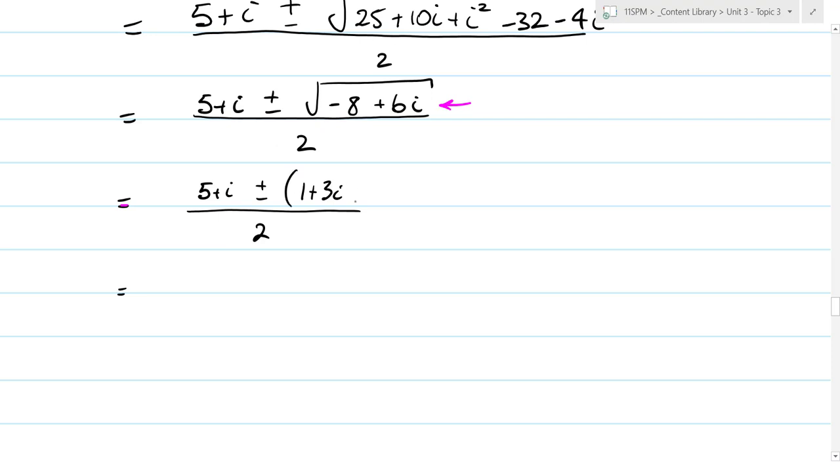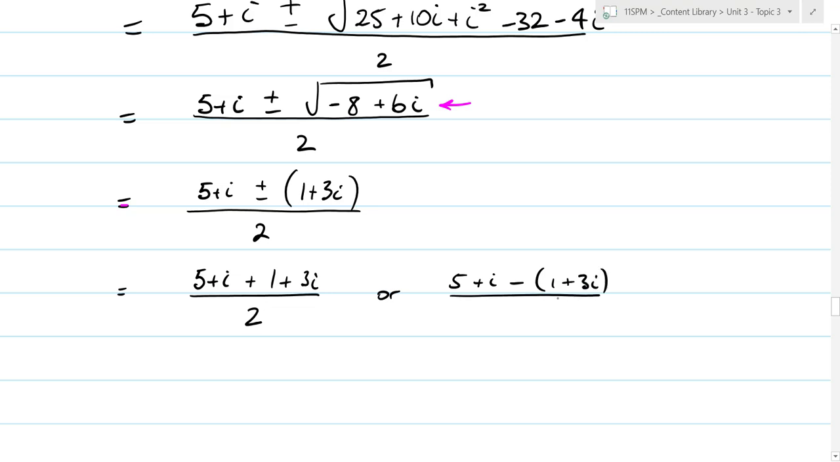Now I can compute that. This gives me 5 plus i plus 1 plus 3i over 2, or 5 plus i minus (1 plus 3i) over 2. 6 plus 4i over 2 is 3 plus 2i, and 4 minus 2i over 2 is 2 minus i. They're my two solutions.